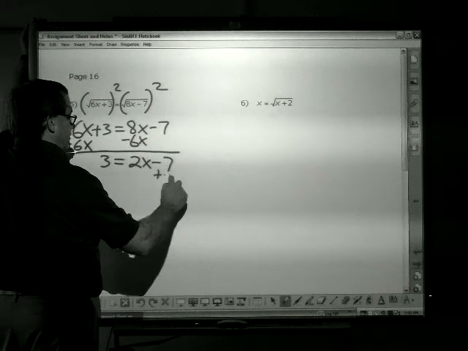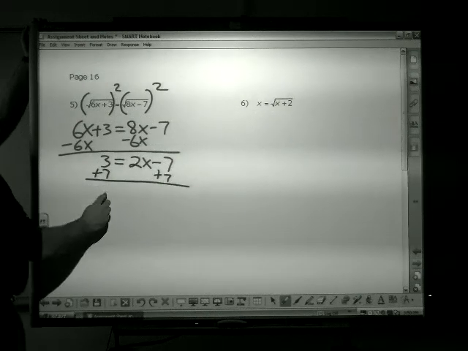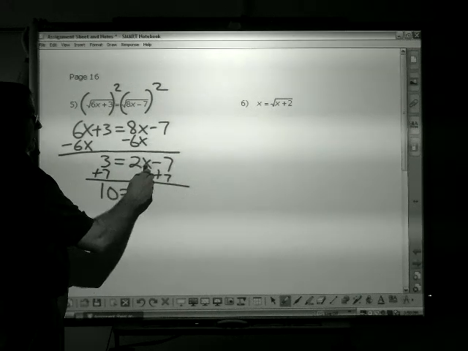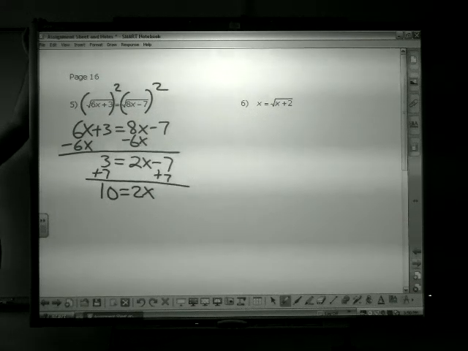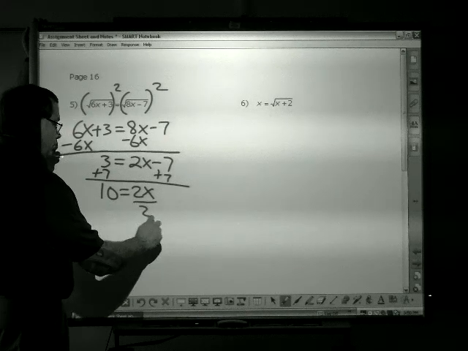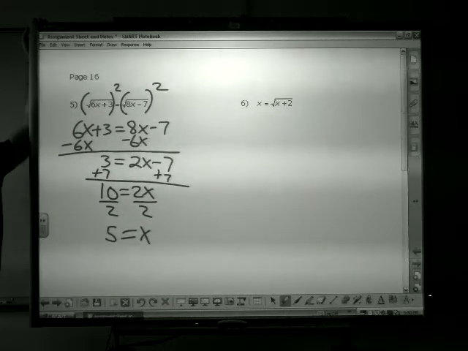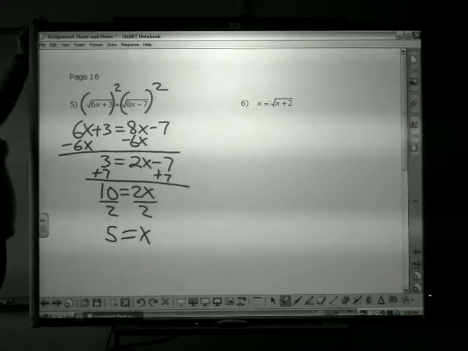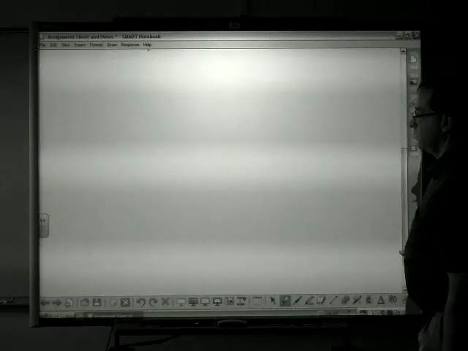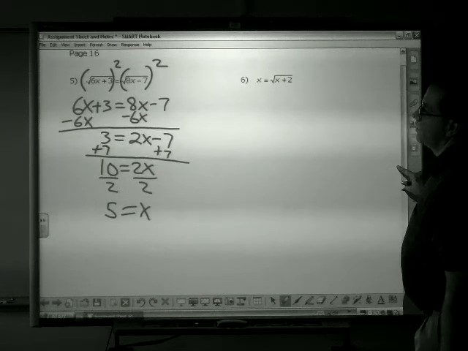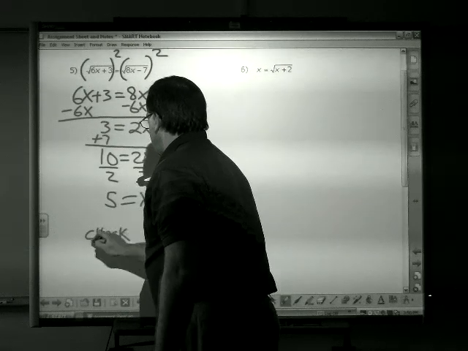Add 7. Add 7. 3 plus 7 is 10. And this is 2x. Divide by 2. Divide by 2. X equals 5. Can't box it in until I check it. Okay? I need some room for a check. Let's see. Well, I got some room right below it. Let me check it. So radical, here's my check. And I'll move it up in a second.